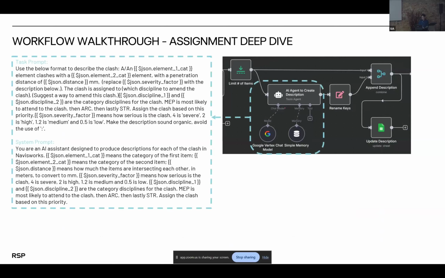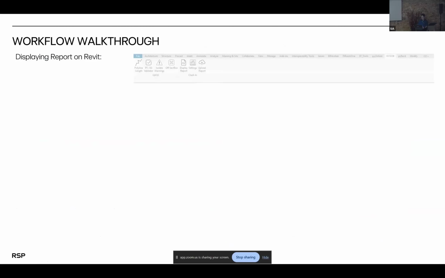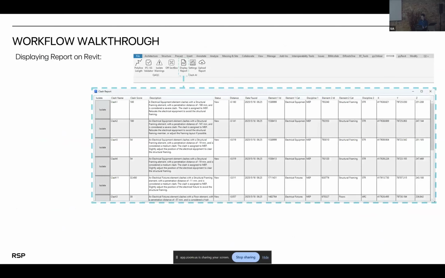Here is my prompt engineering to get the agent to basically come up with a description of how to resolve this clash. So there's a sample description. And after that, we go back to Revit. This is how the report is going to look like. We have the clash score from n8n. So you can see the highest one is like 32,000.